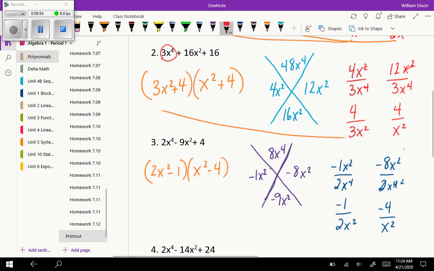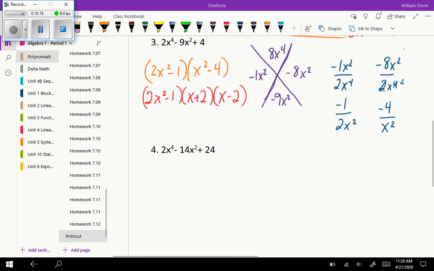So I'm going to bring down my 2x squared minus 1 because that's factored completely. So I have 2x squared minus 1. And then now I know that x squared minus 4 is going to be x plus 2 times x minus 2. Now that trinomial is factored completely.